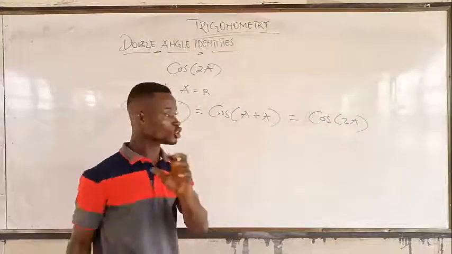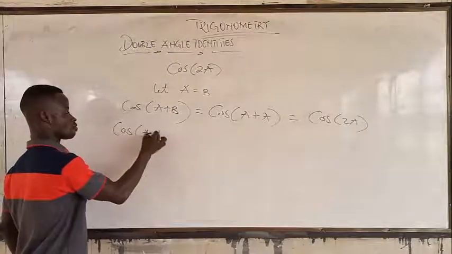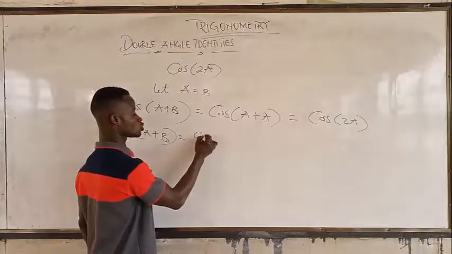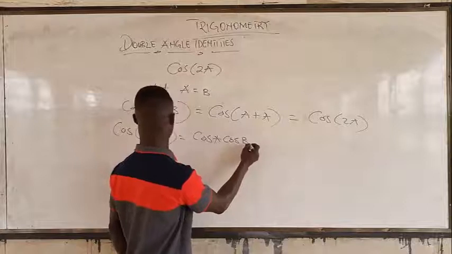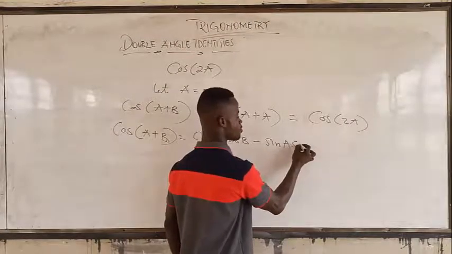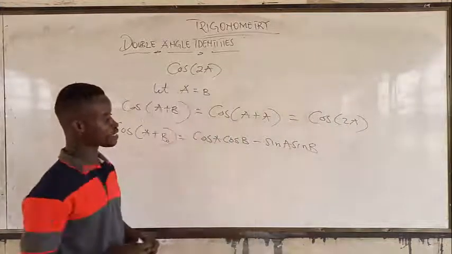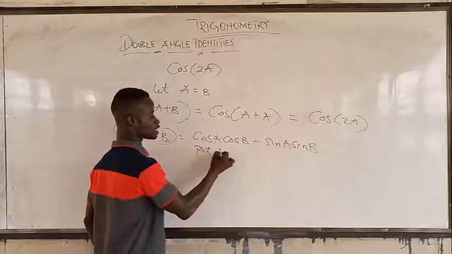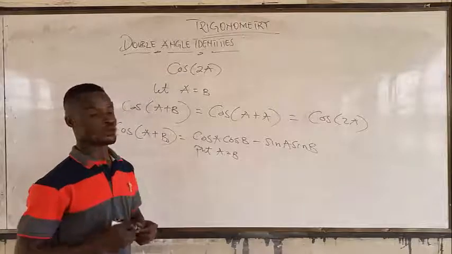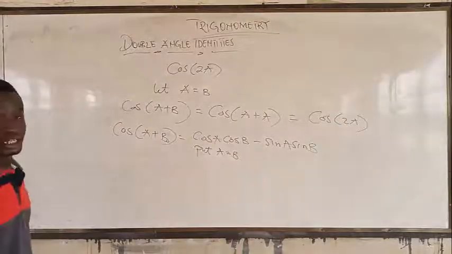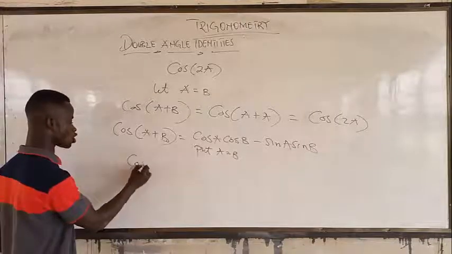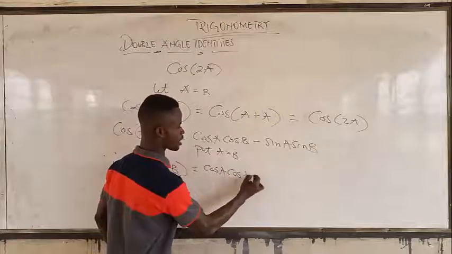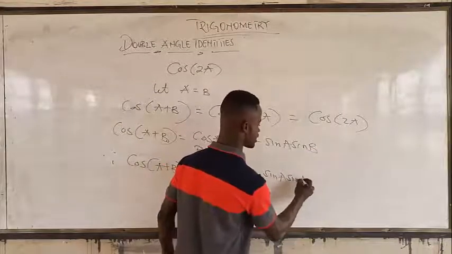Now, don't also forget that cos(A plus B) is equal to cos A cos B minus sin A sin B. Since we are saying that we are going to put A equal to B, wherever you see B, put A there. That's going to give you cos A cos A minus sin A sin A.